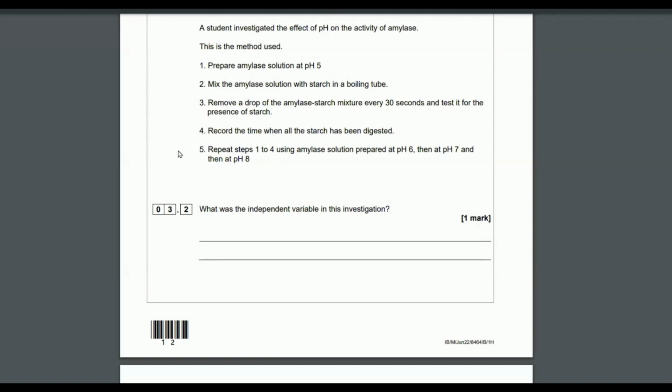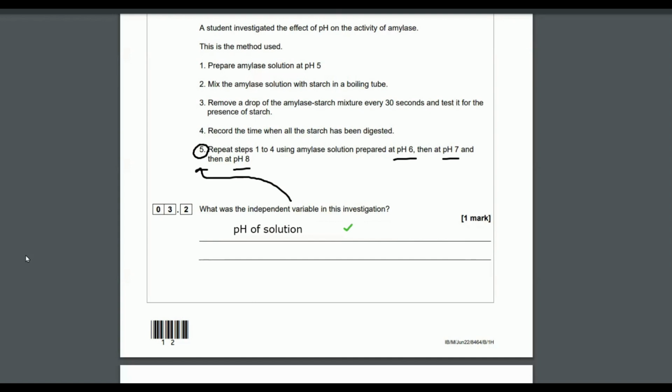So top tip, when you're looking for the independent variable and you have a method, it's normally in the last step. So you will normally find the independent variable in the final step of a method. You can see here, the independent variable is what they change. And what are they changing? They're changing the pH. So pH of solution. Let me change that to black because I've been writing in pink for a while now. There we go. pH of solution. So that is the independent variable. They're changing the pH.